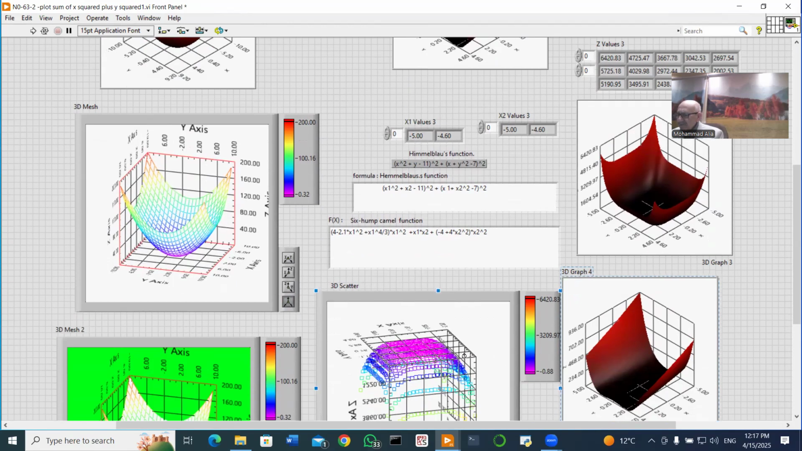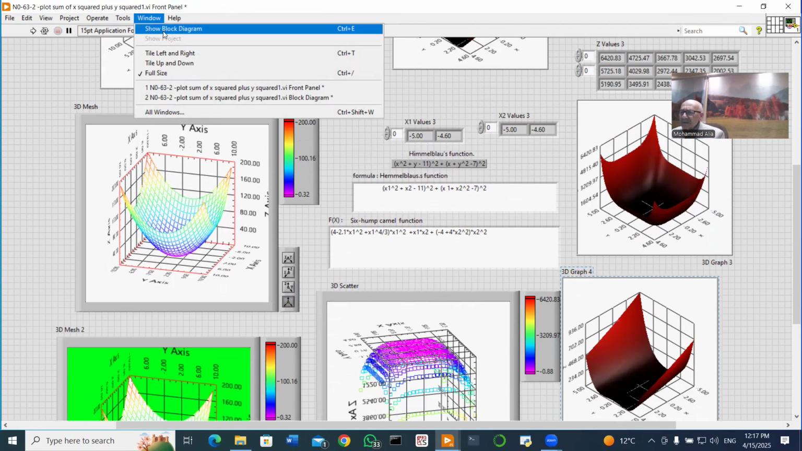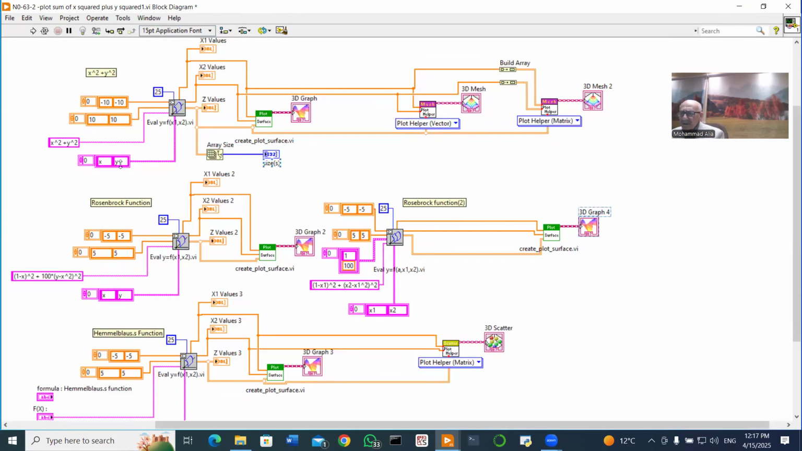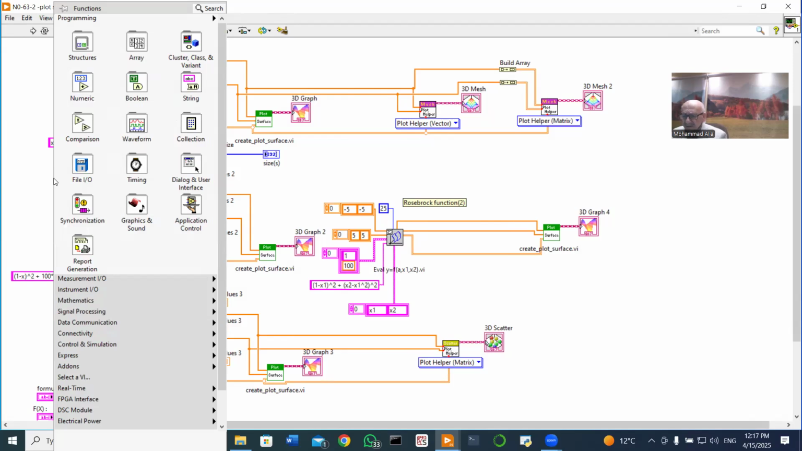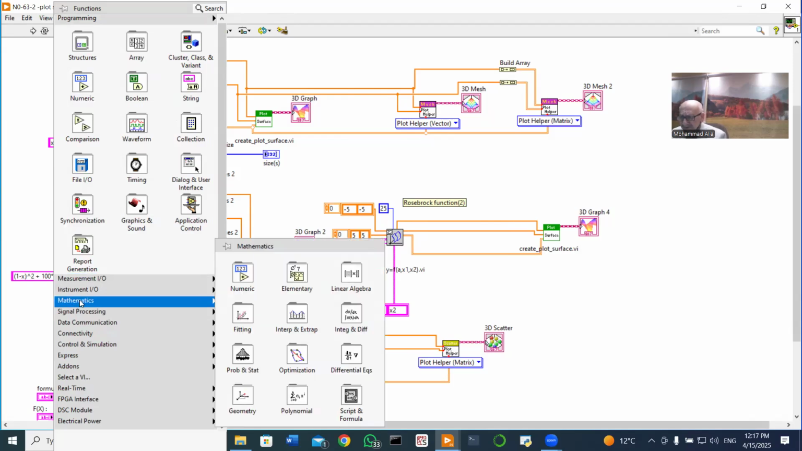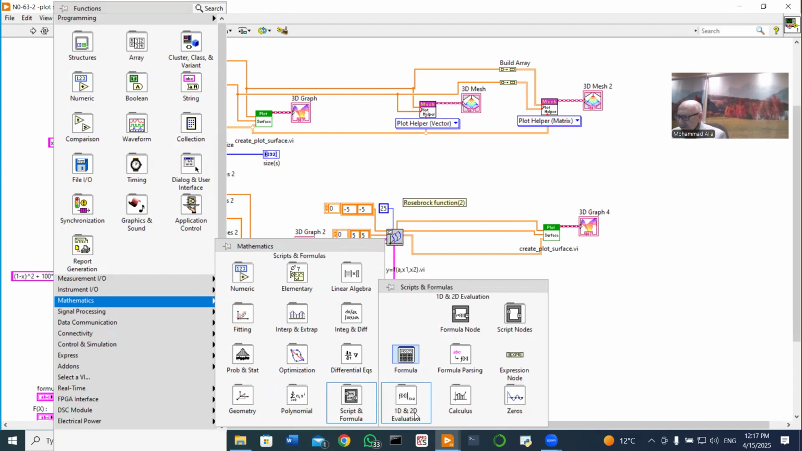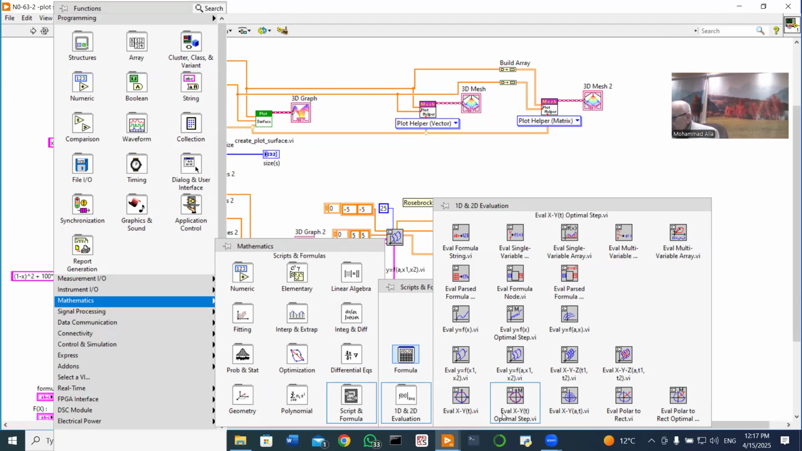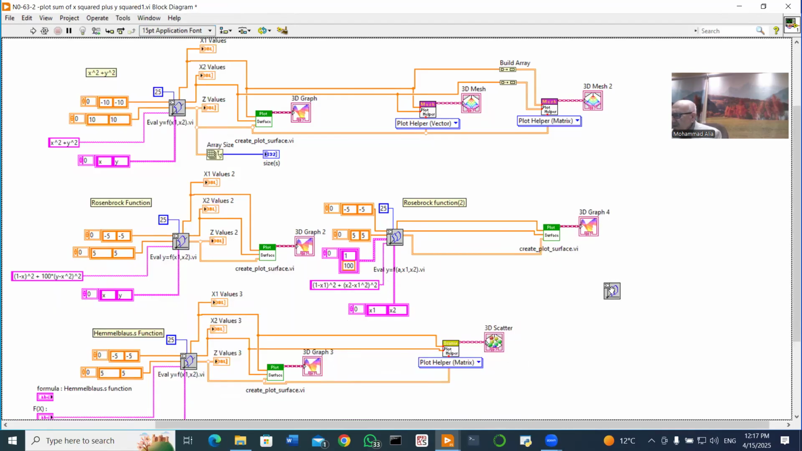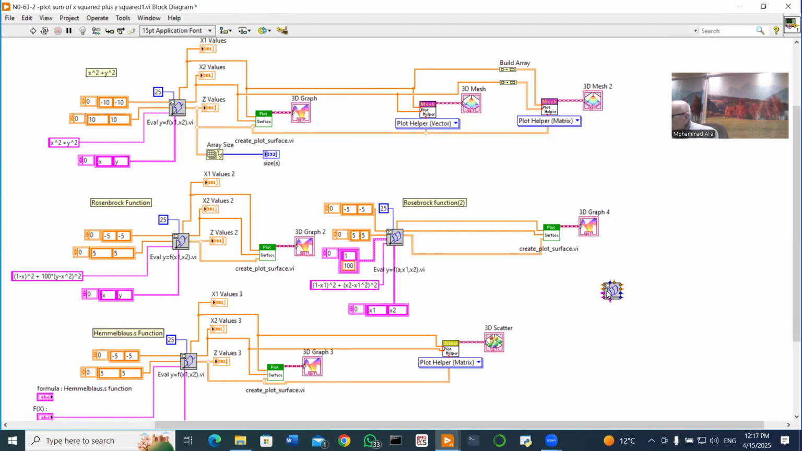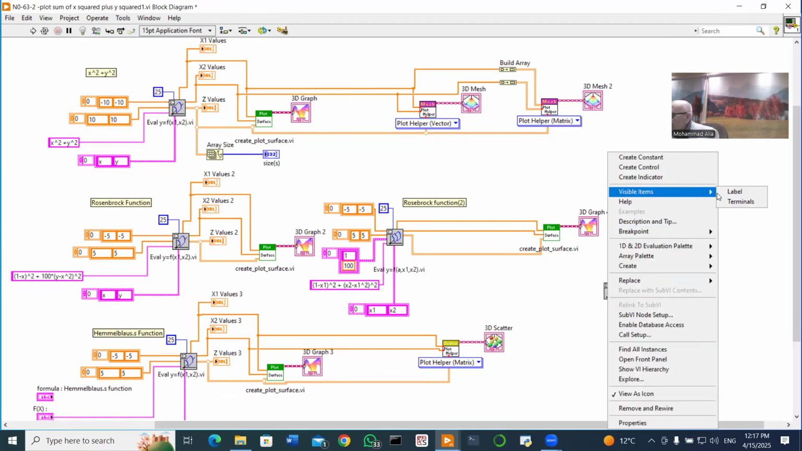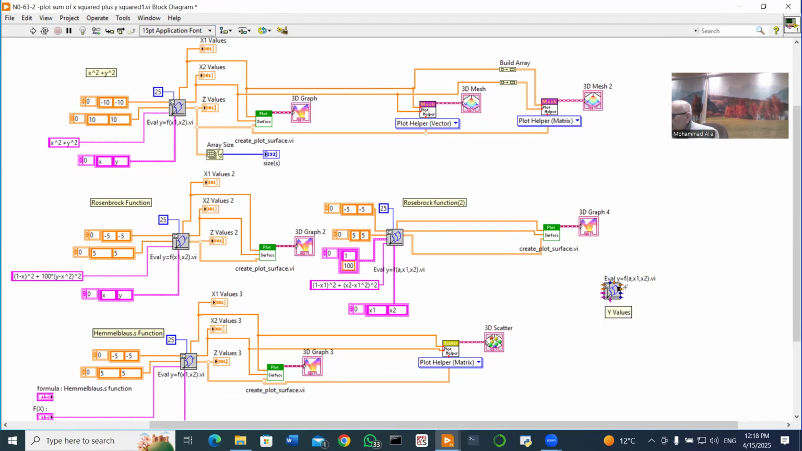It is a matter of how you realize it. If you go to the front panel, to the block diagram, and right click there and go to the mathematics, to the scripts and formulas, one-dimensional and two-dimensional, here you come to this function. Here it is. It is named, as you see, Evaluate y equal f of a, x1 and x2 virtual instrument.